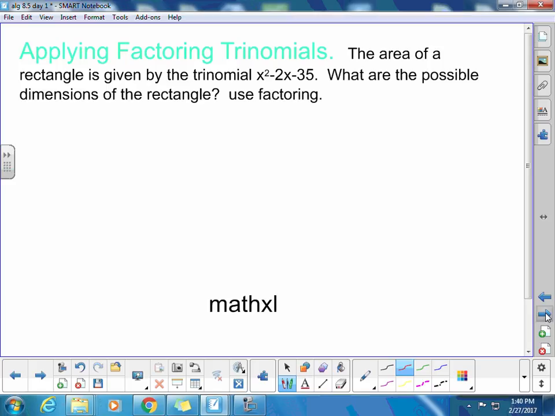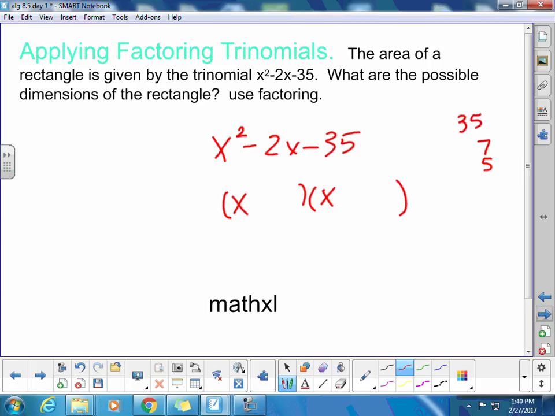The area of a rectangle is given by the trinomial x squared minus 2x minus 35. What are the possible dimensions of the rectangle? Use factoring. Well, it tells you right there we should factor this thing. So x squared minus 2x minus 35. Again, if it's x squared to begin with, we know they're both x's. 35. So factors of 35 are what? 7 and 5? 35 and 1.